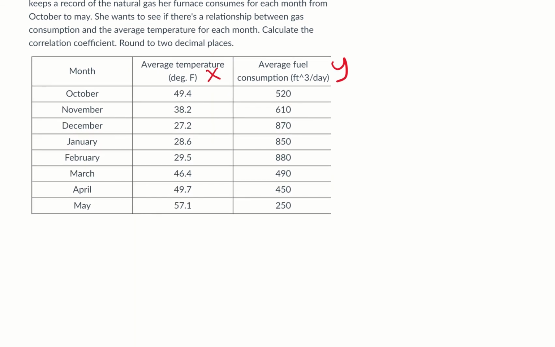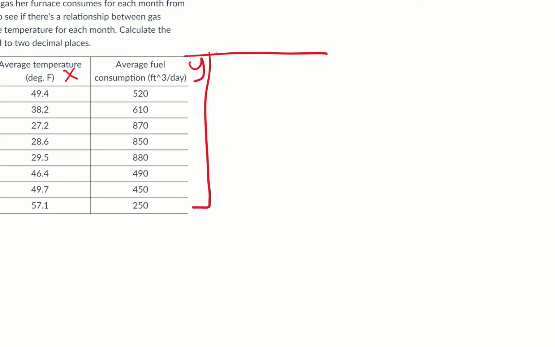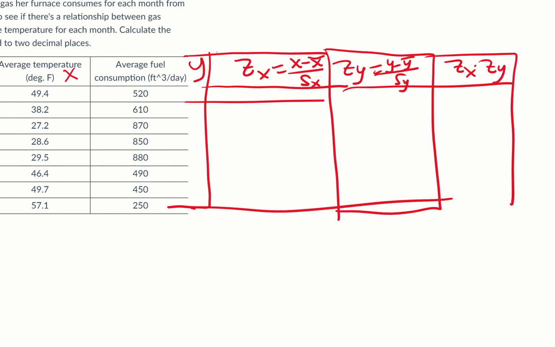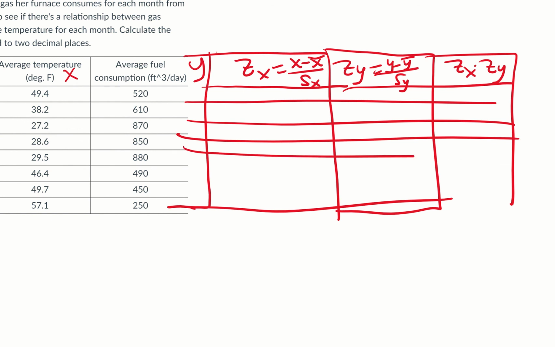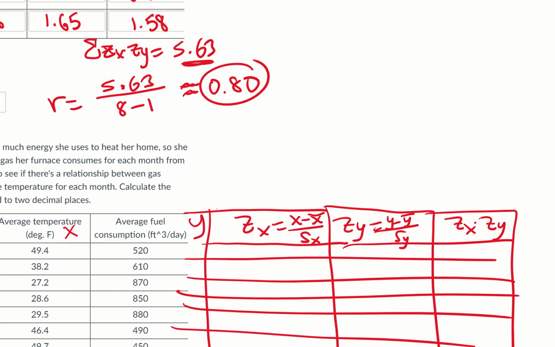So what we're going to do is we already got X and Y. We're just basically going to extend this column to do the ZX, which recall is X minus X bar over SX. And then we're going to continue and do ZY, Y minus Y bar over SY. And then lastly, ZX times ZY. We're going to continue this for all of these, but I'm not going to show you those calculations because we did it over here. I'll show you one of them, and then you'll just rinse and repeat.